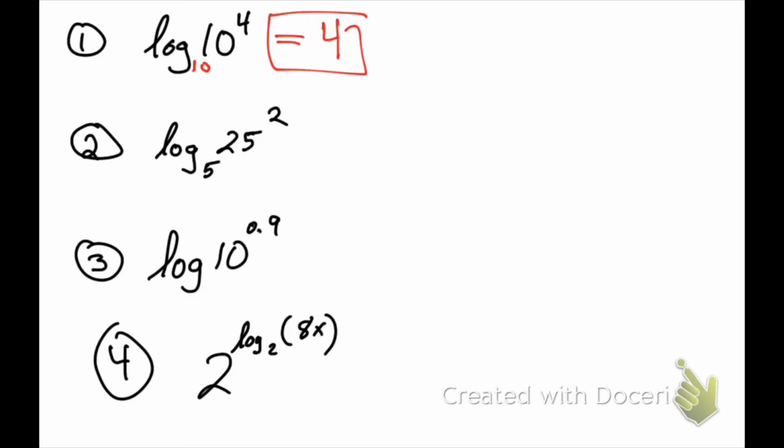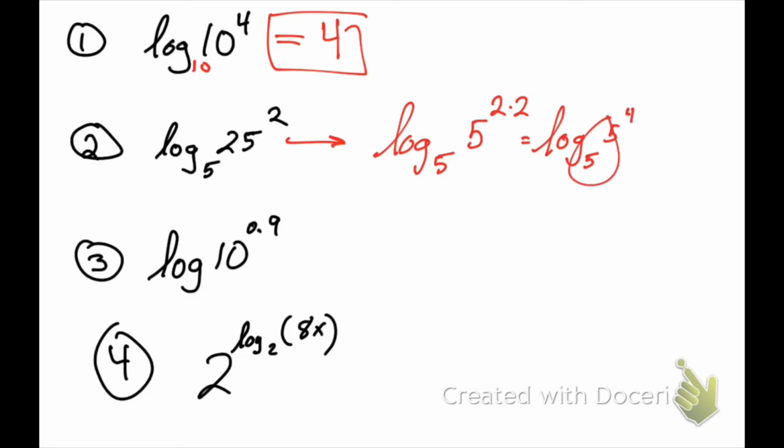Number 2, there's a few ways I could do this. I'm going to do it the easy way first. I could rewrite this as log base 5 of, I know 5 squared is 25, so 2 times 2, multiply the exponents together. So this would give me log base 5 of 5 to the power 4. There's my double B, and I get 4.